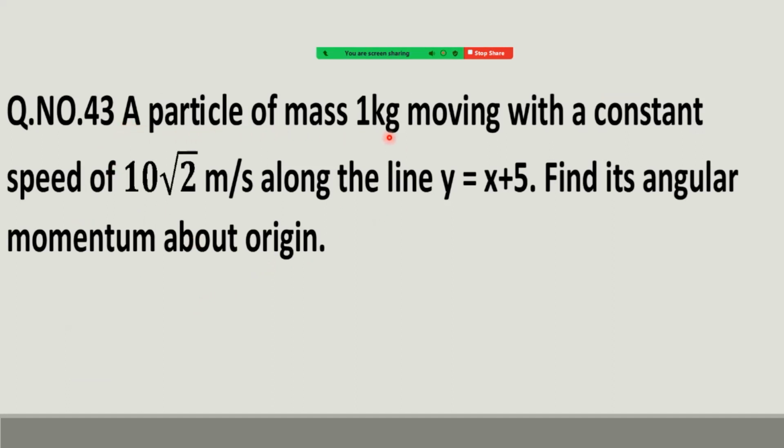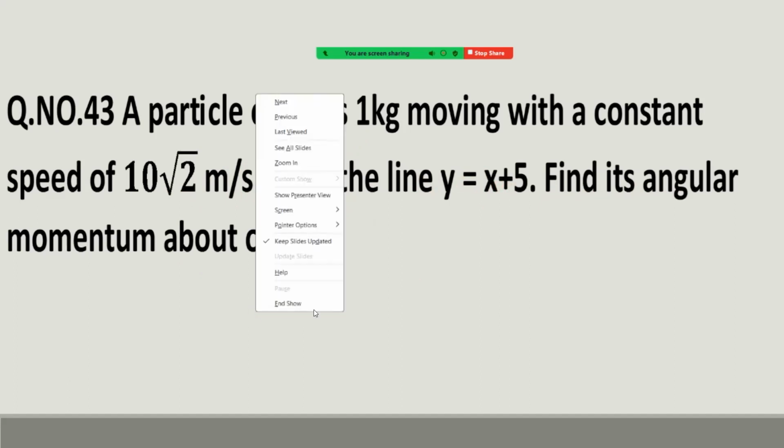A particle of mass 1 kg moving with a constant speed of 10 root 2 meter per second along the line y equal to x plus 5. Find its angular momentum about origin. So mass is given 1 kg, speed 10 root 2, along the line y equal to x plus 5. Let's see how to solve it.